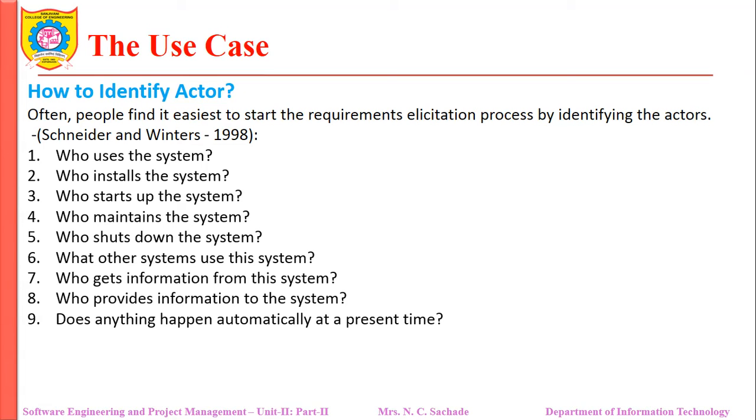Who uses the system? Who installs the system? Who starts up the system? Who is going to maintain it? Who is going to shut it down? What other systems are going to use your system? Who gets information from the system? Who is providing information to your system? Does anything happen automatically at a present time? Once we answer all of these questions, we are ready with a set of actors.